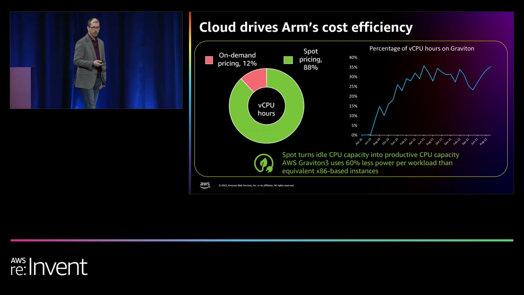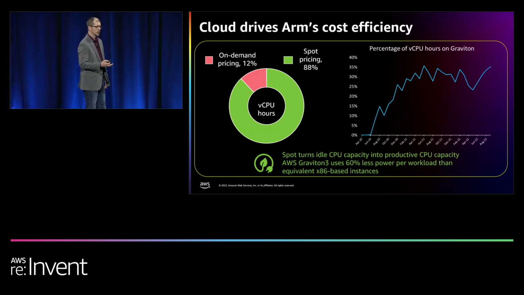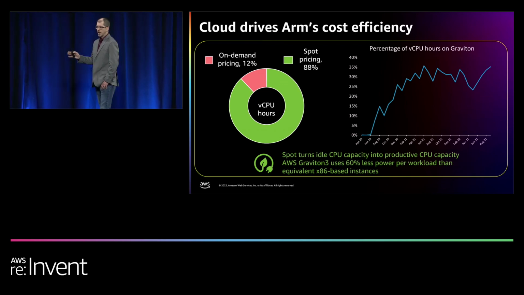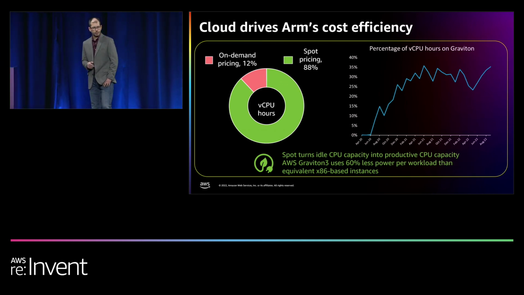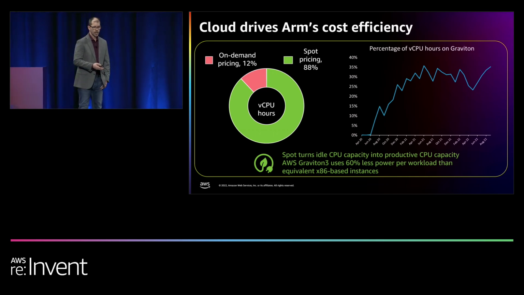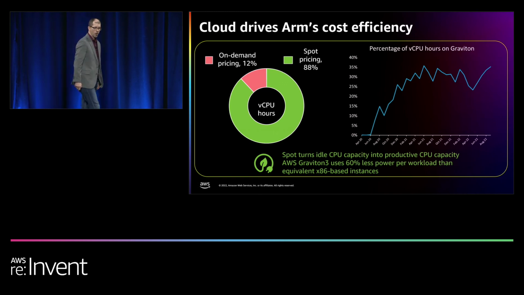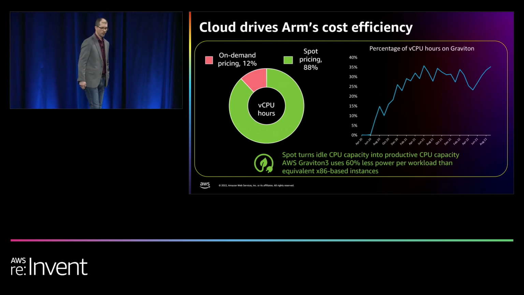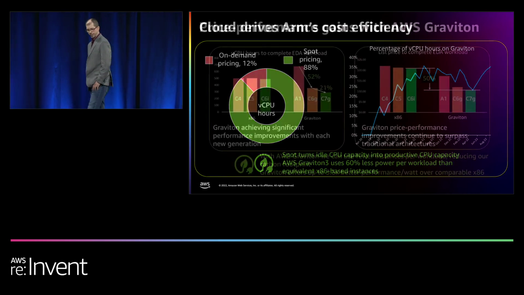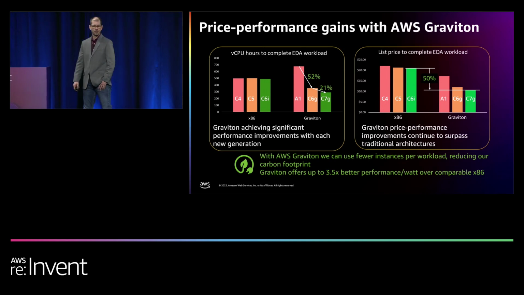From a sustainability standpoint, turning idle spot capacity into productive capacity is a win for us. We take idle capacity and we put it to work, significantly reducing the carbon load created by developing our products. Arm on Arm is good for the planet, and it allows us to do more with less. How we do more with less, you might ask.